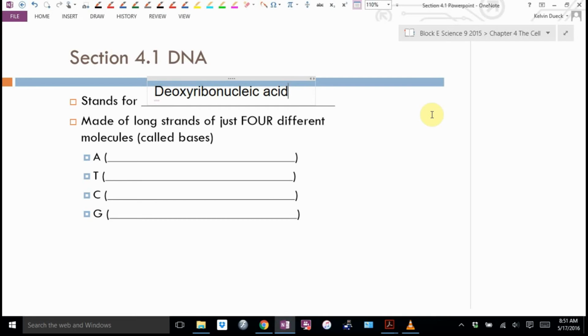The first one is called letter A, and it is a base called adenine, A-D-E-N-I-N-E. We'll use the letter capital A for that. The second one we'll use a capital letter T for, and it's called thymine, T-H-Y-M-I-N-E.